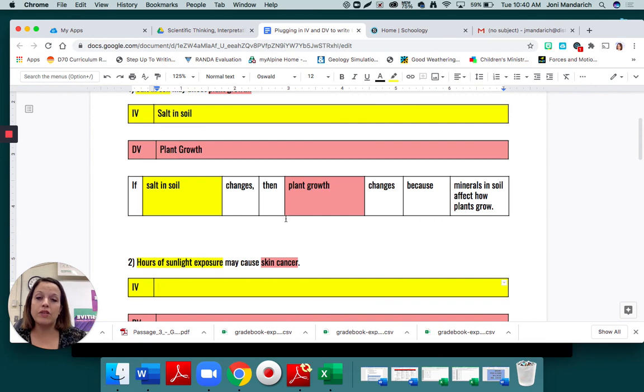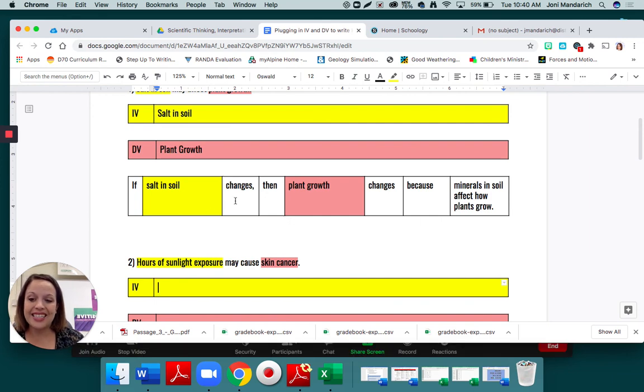Because if you can write your hypothesis in this way, you'll get an A+ on hypothesis from 8th grade through college. This is how I wrote them when I was in college. So let's give it a try and see how we do.